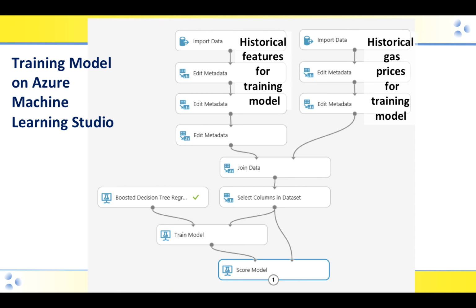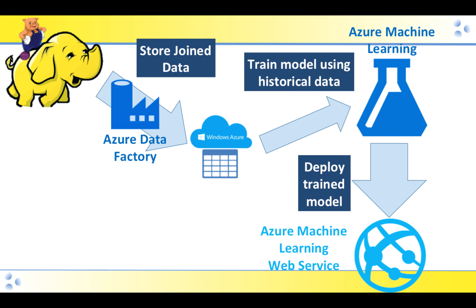So now I deploy these predictions. I build the model on the Azure Machine Learning Studio. In order to build the model, I'm pulling in historical features and the gas prices to train the data. I train it as a boosted decision tree regression and then score the model so that I have an idea of how well the model is working. From there, I deploy it as a web service via the Machine Learning Studio.